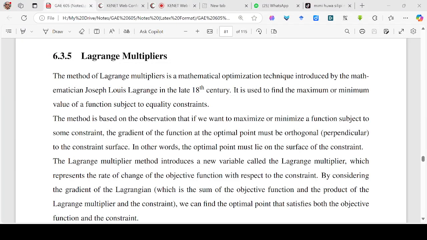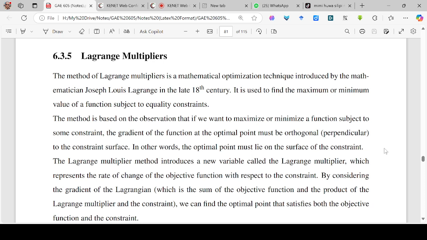Hello viewers. In this session, we talk about the method of Lagrange multiplier. So the method of Lagrange multipliers is a mathematical optimization technique which was introduced by mathematician Joseph Louis Lagrange in the late 18th century. It is used to find the maximum or minimum value of a function subject to an equality constraint.